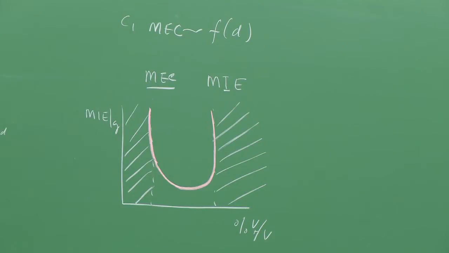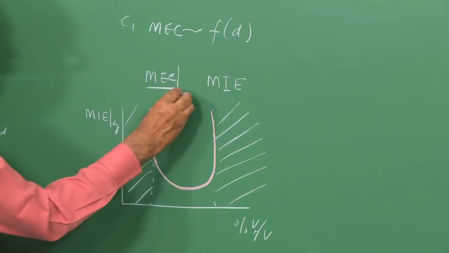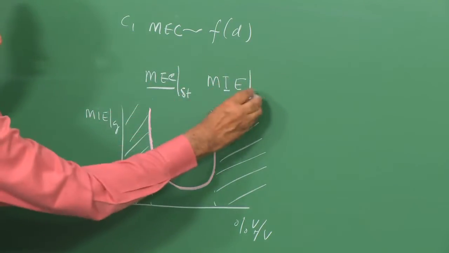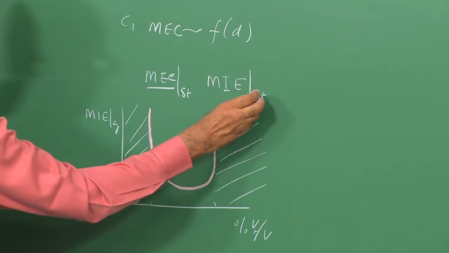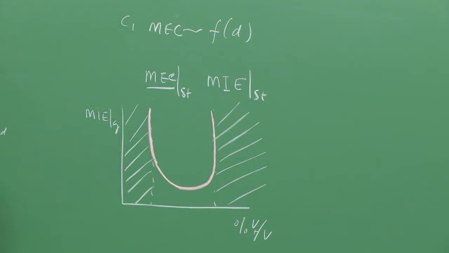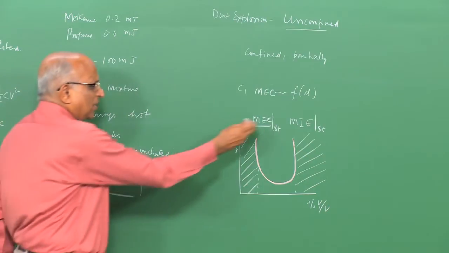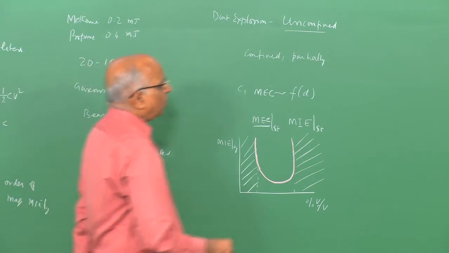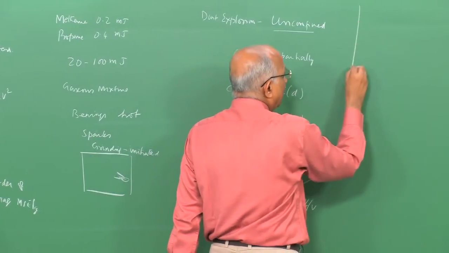Is it possible to generate an equivalent curve for, let us say, minimum explosive concentration for a dust mixture, ST, for minimum ignition energy for a dust explosion? What will this curve look like? Can I plot some equivalent curve here? Therefore, let us try to plot it over here.